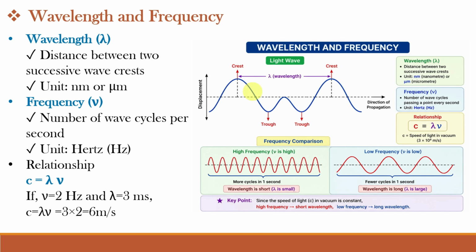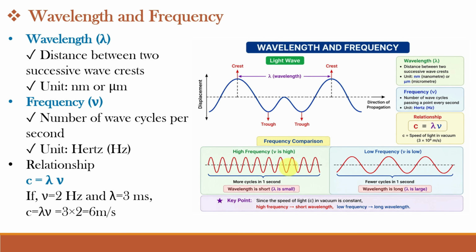Say this blue curve is a light wave traveling from here to here. This highest point of the wave is called the crest and the lowest point is called the trough. And lambda or wavelength is the distance between two successive crests or two successive troughs. In optical fiber communication, the wavelength is usually measured in nanometers or micrometers.